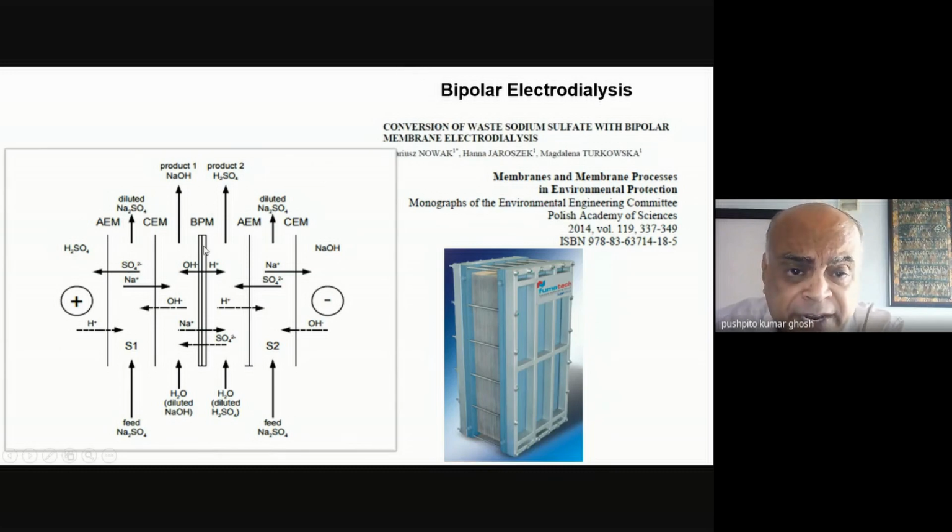Now, this technology is known as bipolar electrolysis. So let me just quickly explain to you what it is. There are three types of membranes.